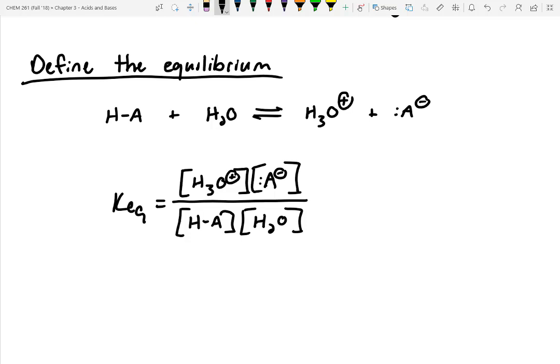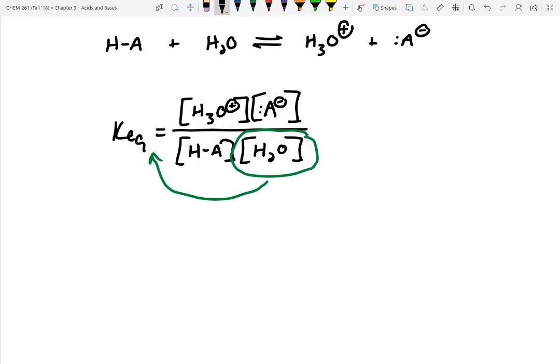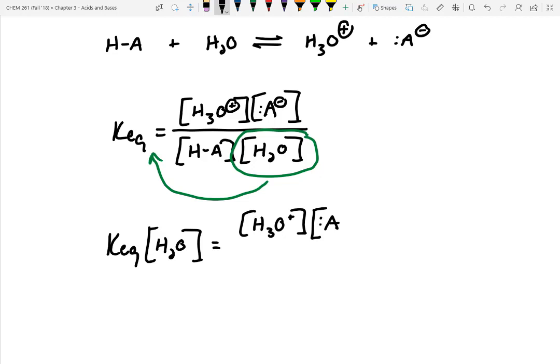All right, so this is at equilibrium conditions. You've got this ratio of products over reactants, right? However, most chemists will take this water and multiply it out. So multiply water on both sides, the concentration of water, and you get a new constant, which is Keq times the concentration of water, will now be equal to the concentration of the hydronium ion times the concentration of your conjugate base over the concentration of your initial acid.